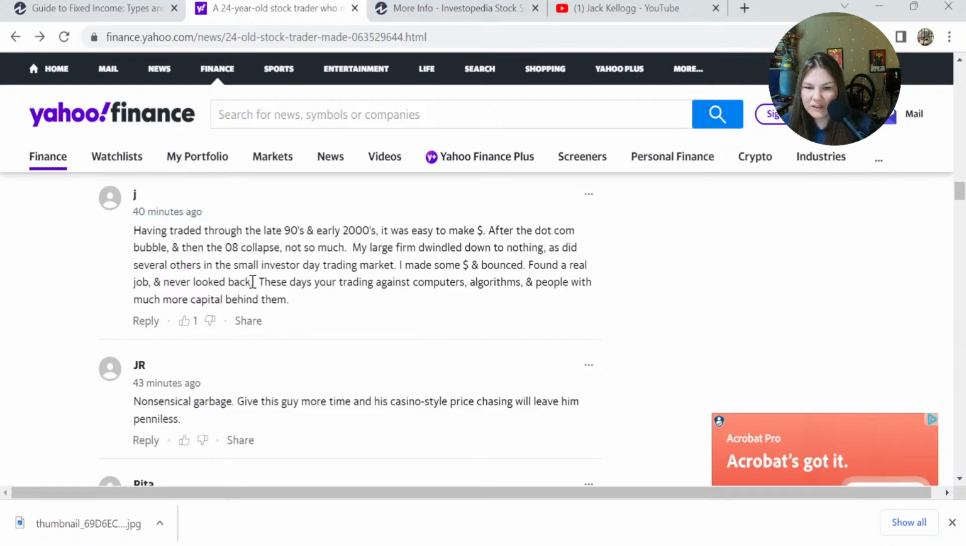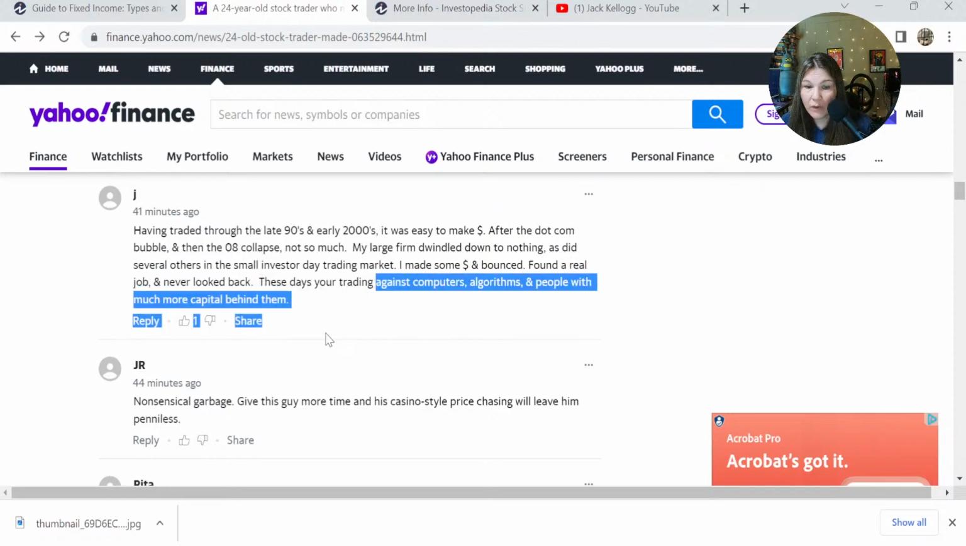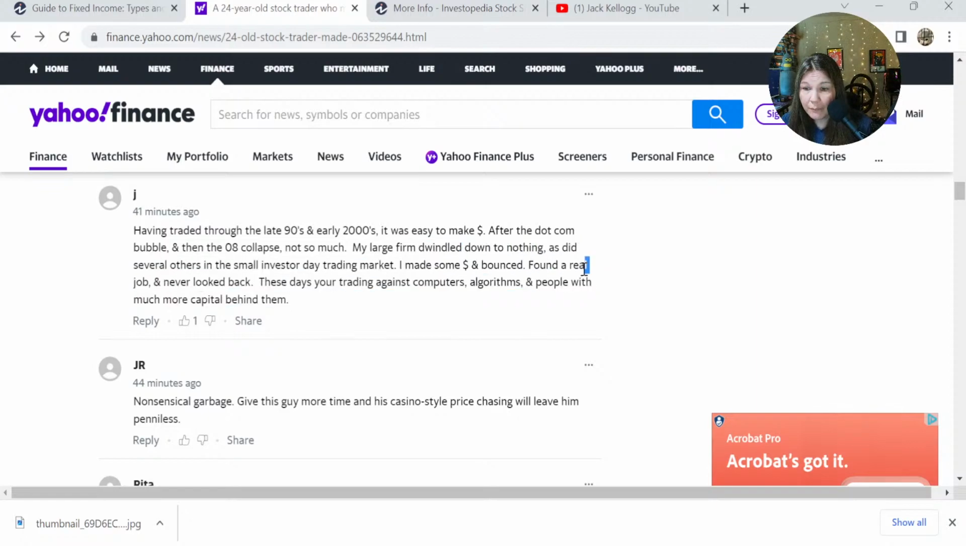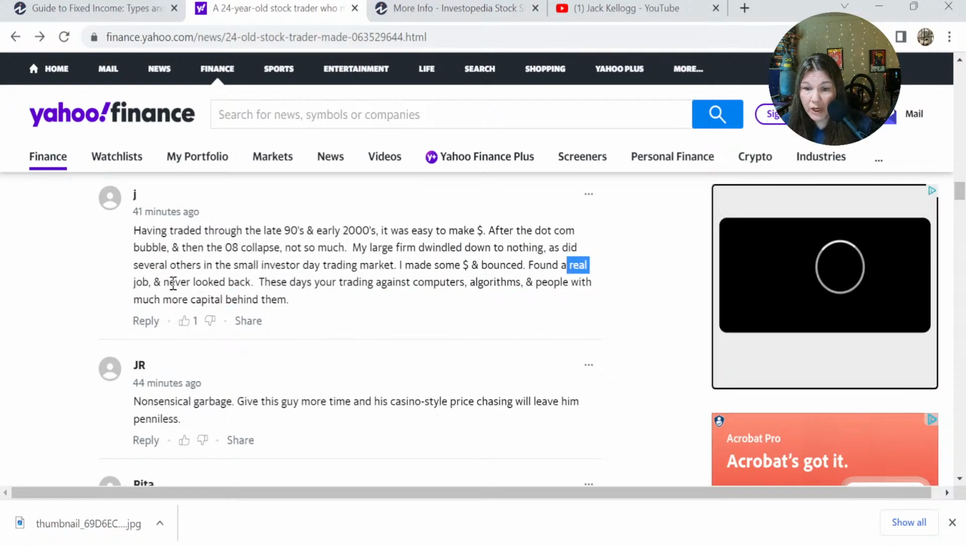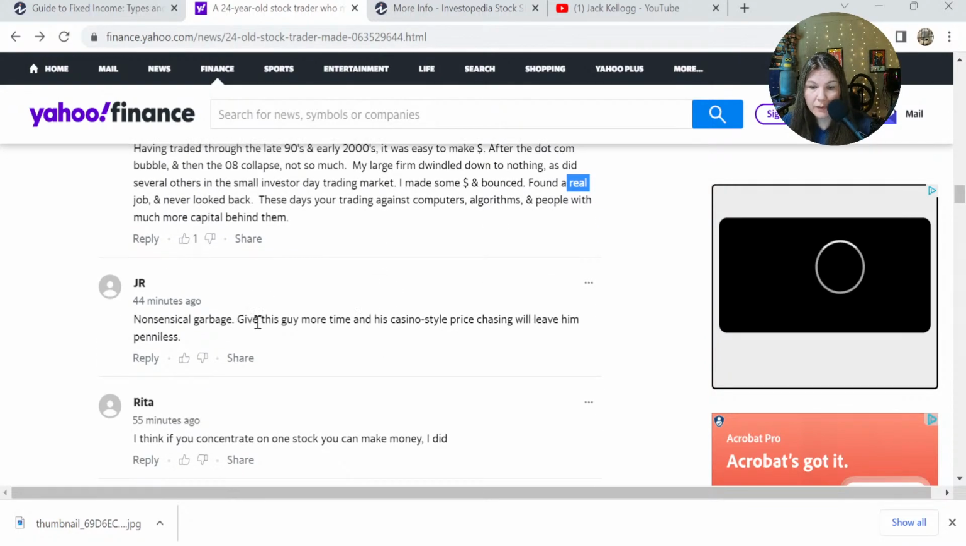These days, you're trading against computers, algorithms, and people with much more capital behind them. So his idea was to get a job and trade his time for money. That is not investing, my friend. Do you want to know what you're doing at a real job? You're competing against computers, algorithms, and real people with way more skills than you.